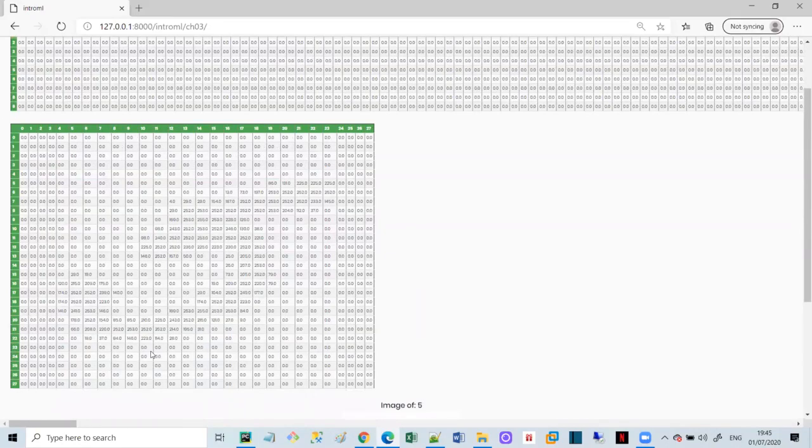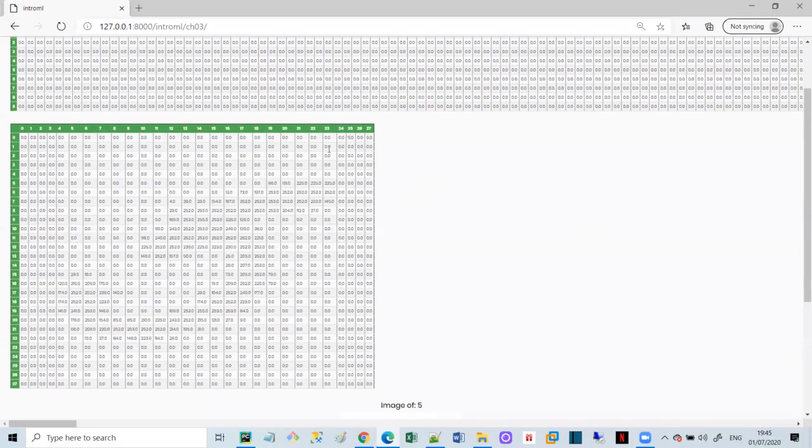But what do we see here? Can anybody get a clue which number it is? Can you tell? Anybody? Which number is it? It's hard.